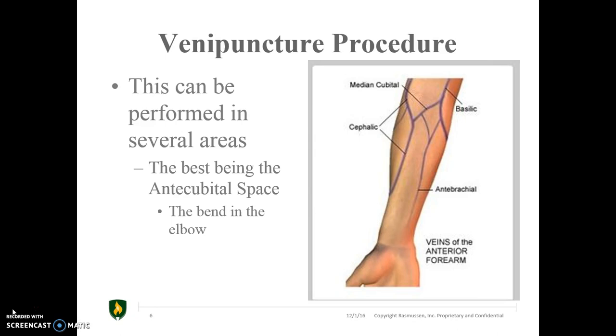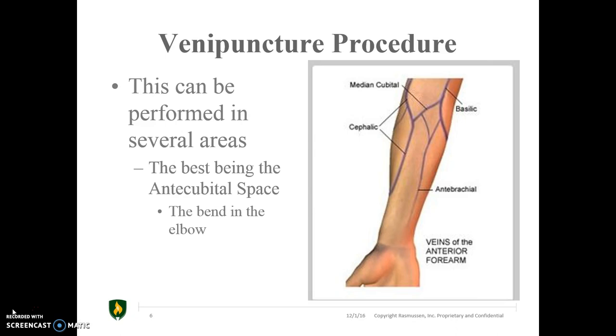The median cubital is the most popular because it is the largest and typically found right in the middle of that antecubital space. The cephalic is the second most common. It's not nearly as large as the median cubital, but it is better anchored than that of your basilic. You can find the cephalic vein on the outer edge or the thumb side of your antecubital space.